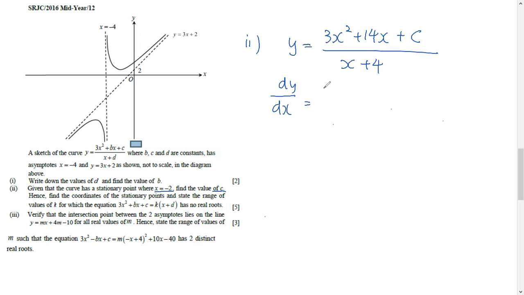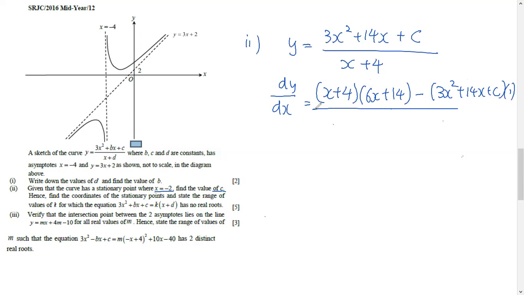So we're going to do the quotient rule. Put down the quotient first. Differentiate the numerator, so it'll be 6x + 14, minus, and do the other way around, so (3x² + 14x + c), and then differentiate the denominator, which gives you 1 over (x + 4) squared.